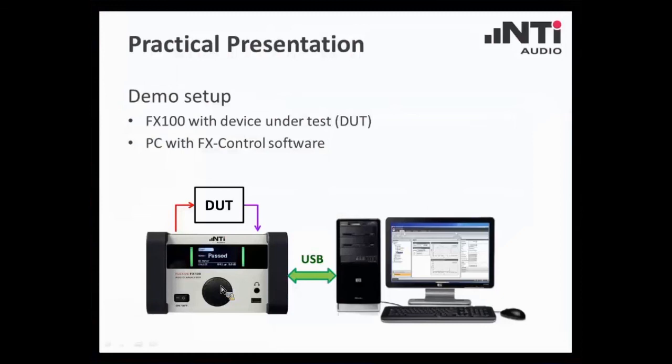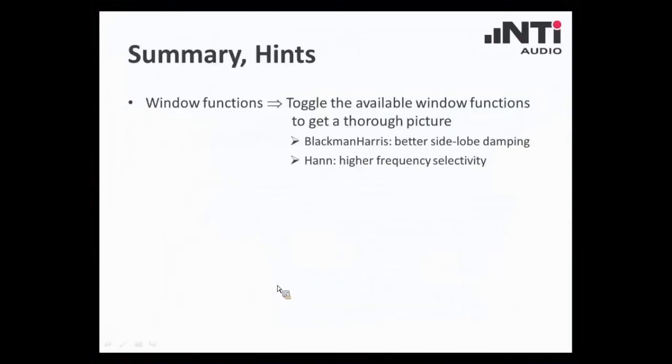Well, let me get back to my presentation and summarize the content of my webinar. We started with the window functions, and just to repeat, the hint that I can give you, if you have several window functions available, toggle between them to get a more thorough picture, to get a better understanding of your input signal. Generally, the Blackman-Harris and the Hann are very widespread, very popular windows. The Blackman-Harris is better when it comes to side lobe damping, whereas the Hann window has a higher frequency selectivity.